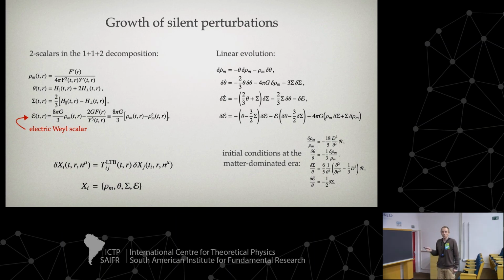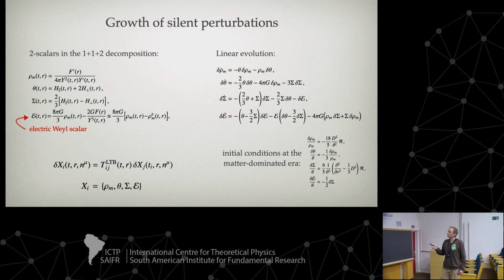So here I'm talking about the silent perturbation approach and the local FRW. Basically this is work by Zibin, 2008. He laid down all these equations. You do a 1+1+2 decomposition, exploiting the symmetries of the LTB metric, which is spherically symmetric. So you can write these four scalars: the local density, local expansion, shear, and the electric Weyl scalar.